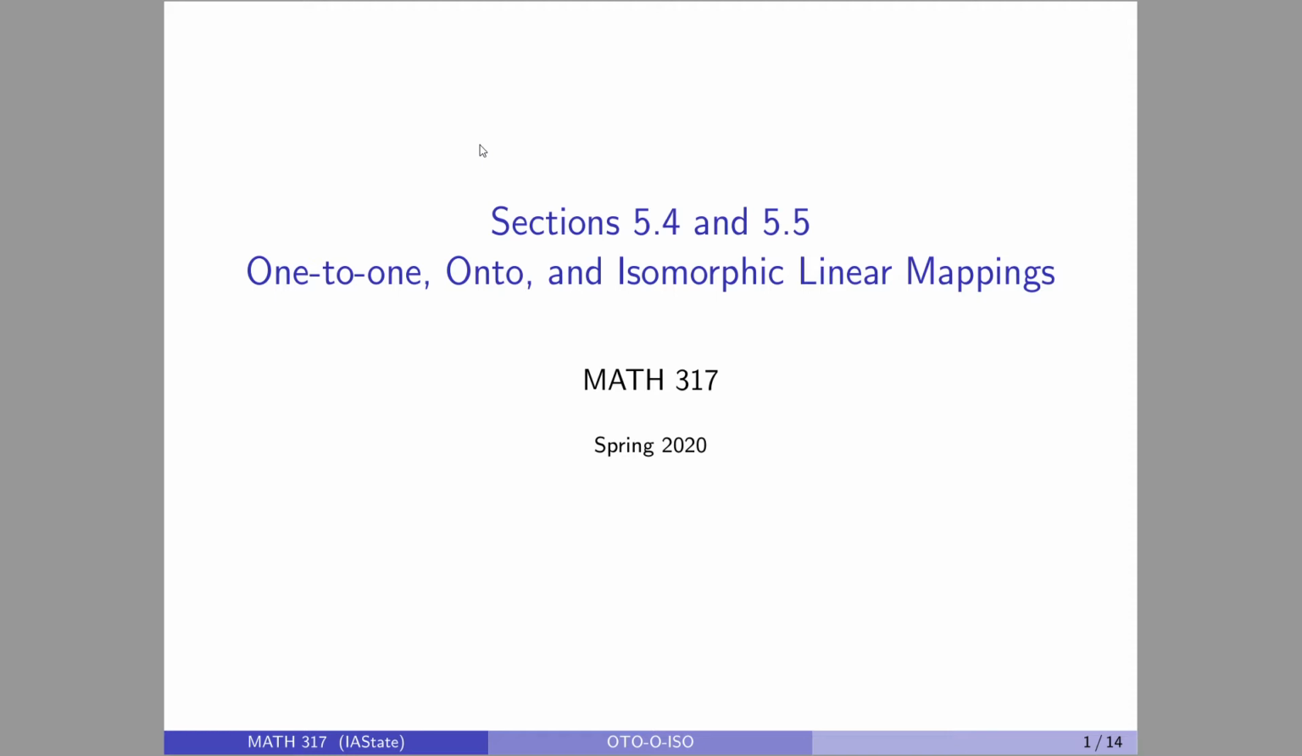Okay, so we're now going to talk about 5.4 and 5.5, where we'll talk about certain types of linear mappings. The fancy word, isomorphism, is going to show up. Okay, so before we get to that, let's discuss what 1-to-1 and onto mean. Hopefully, these are familiar, and you remember them from 201, your intro proofs course.